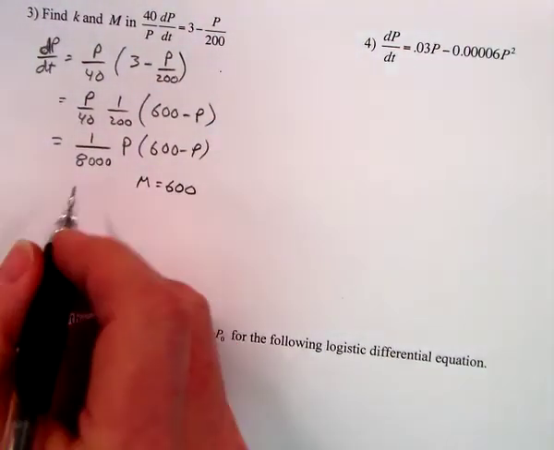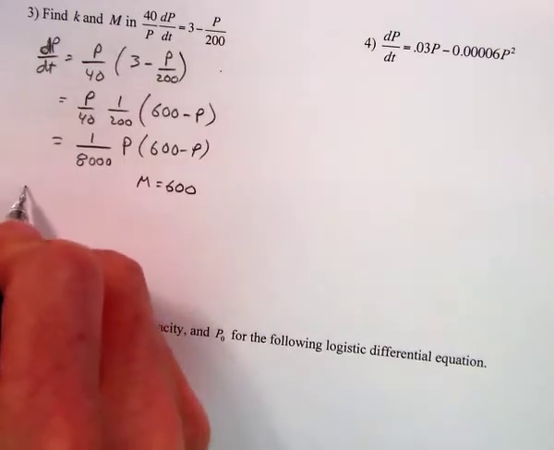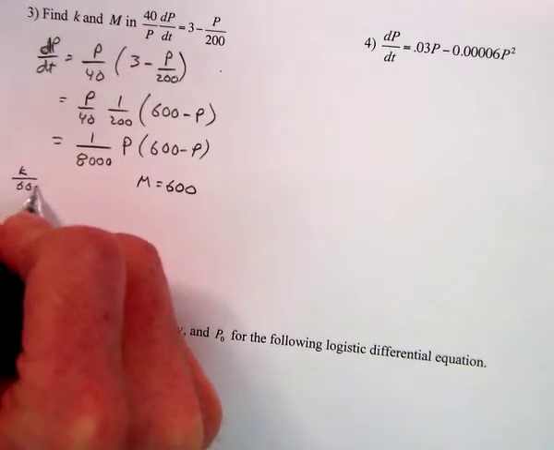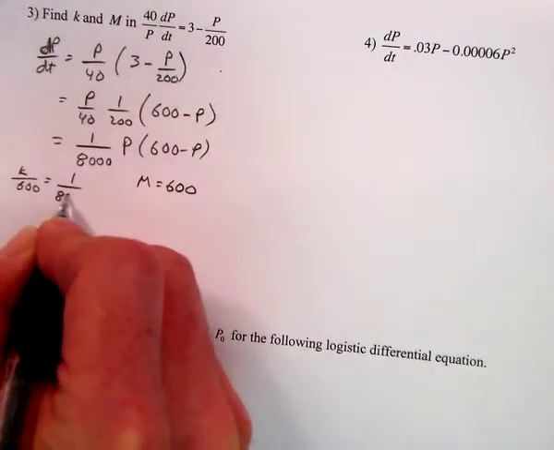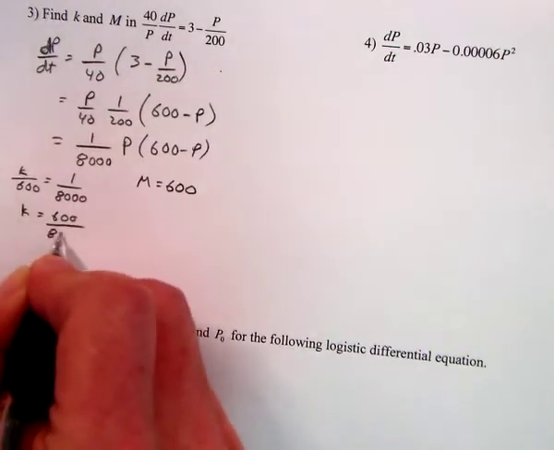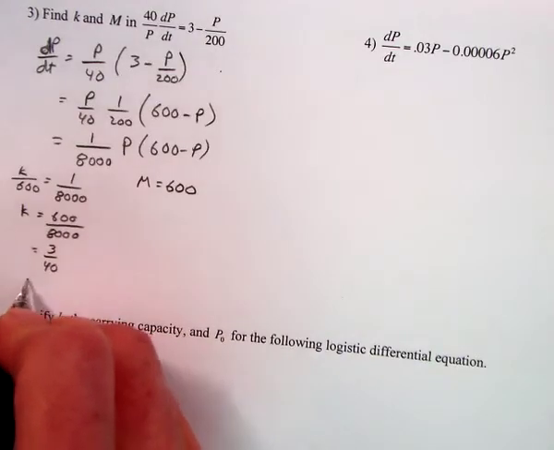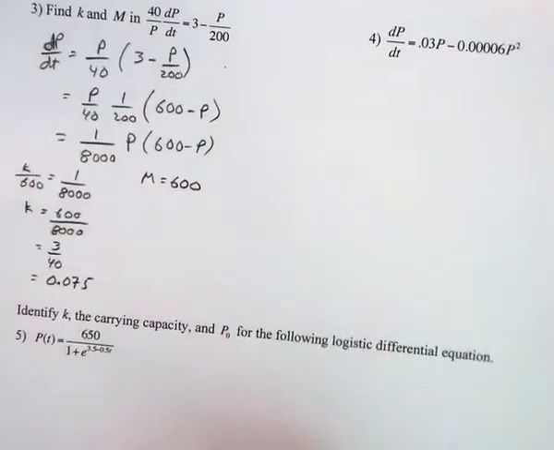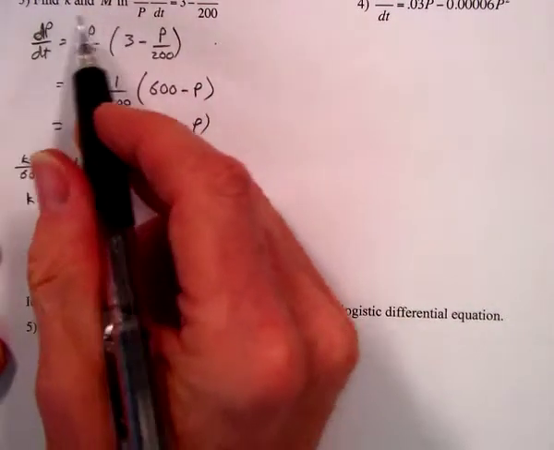There's multiple ways to go about getting this next one. We could say that K over M, or in other words, K over 600 equals this fraction here, 1 over 8,000. Solving for that, we have 600 over 8,000, and that gives us 3 over 40, which is the same thing as 0.075. And that's all we are asked to do here. We're going to find K and M.